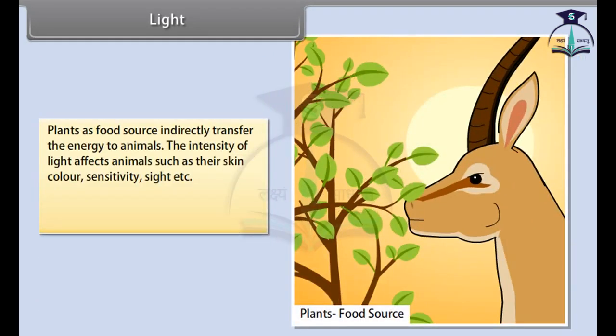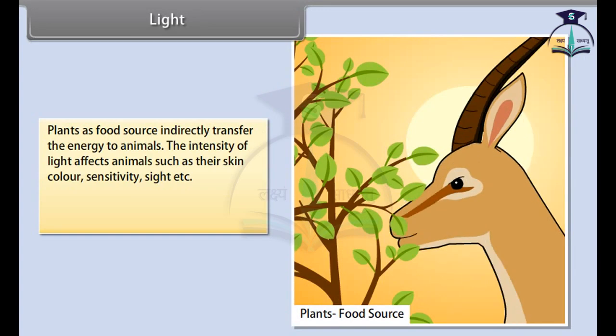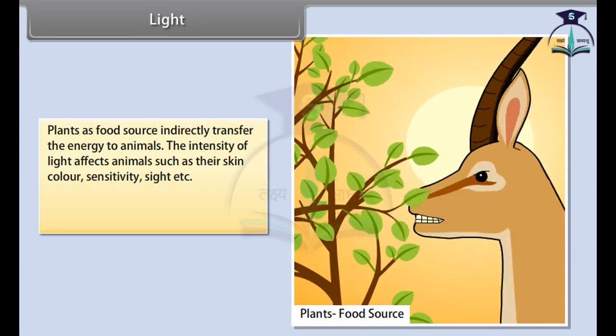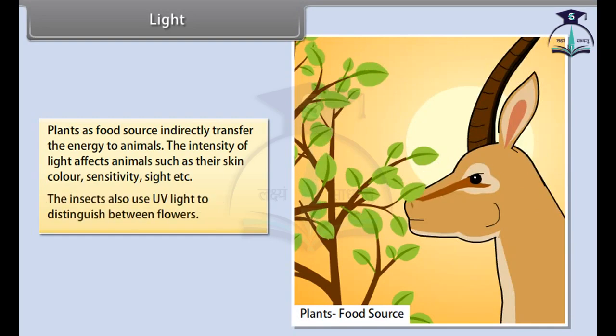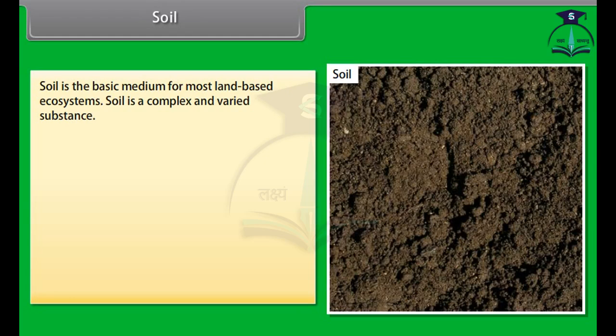Plants as food source indirectly transfer the energy to animals. The intensity of light affects animals such as their skin color, sensitivity, sight, etc. The insects also use UV light to distinguish between flowers. Soil. Soil is the basic medium for most land-based ecosystems. Soil is a complex and varied substance.